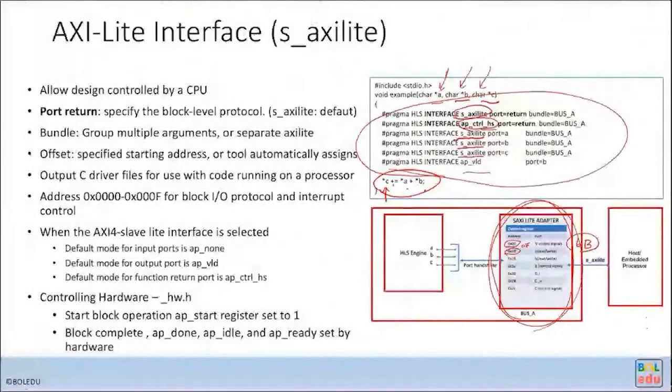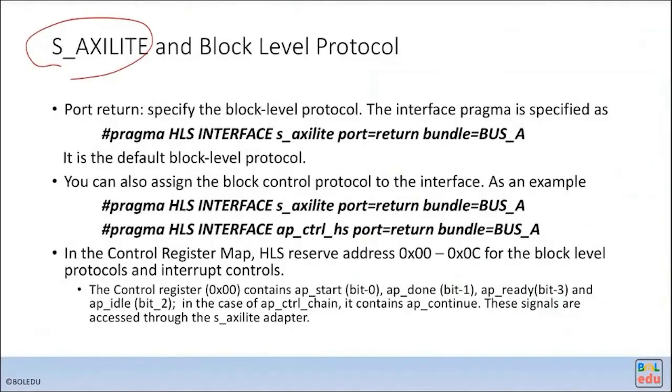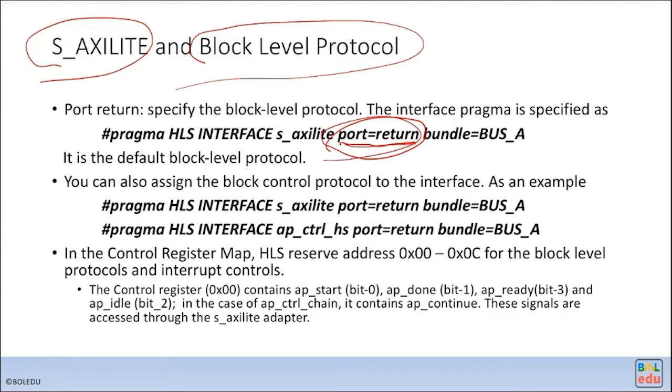So for AXI Lite, when it's associated with the block level protocol, you use the port return. You use this return port to specify the block level protocol. Here it is AXI Lite, which is the default block level protocol. For the block level protocol, you can also associate it with ap_ctrl_hs, or you can use ap_ctrl_chain. If you use ap_ctrl_chain, there will be an additional ap_continue signal in the register. So block level by default uses AXI Lite, and further you specify ap_ctrl_hs, which means a single kernel function, non-pipelined. And if you want to do pipelining, you specify ap_ctrl_chain.